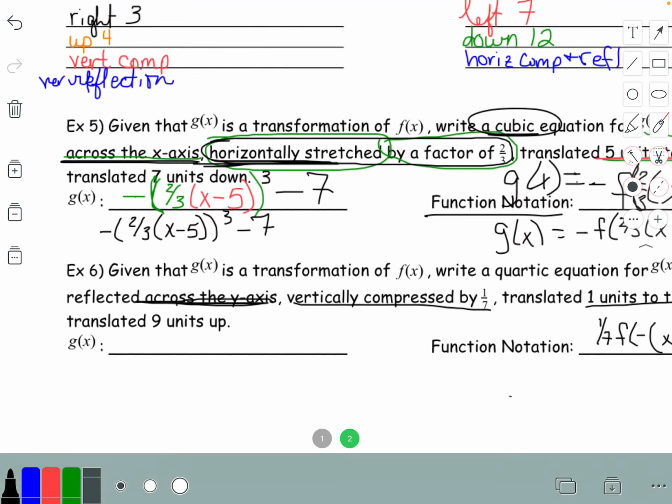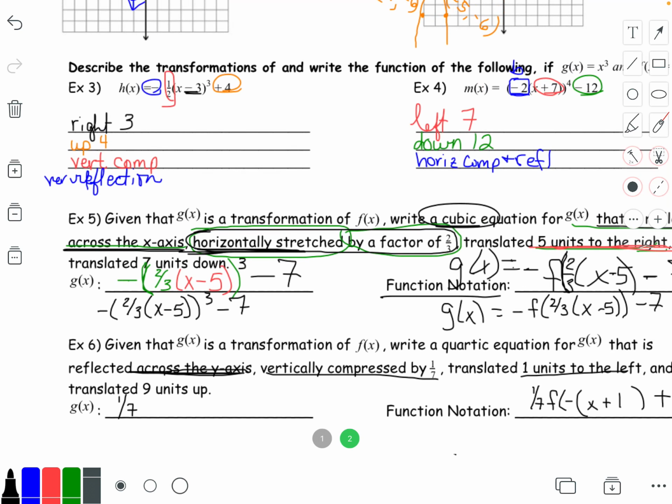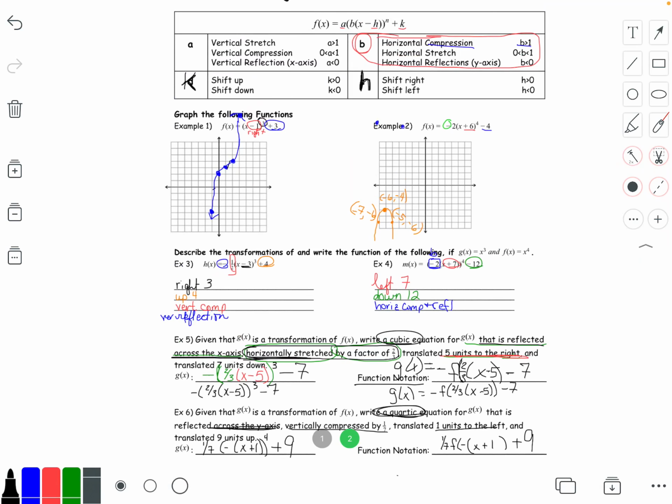Okay, so here's why I feel like this is so much easier. We're going to do 1/7. And then instead of the f, we're going to put the exponent because it's the kind of function it is. And then from there, it's the same. So I think personally, I feel like that's a little bit easier.